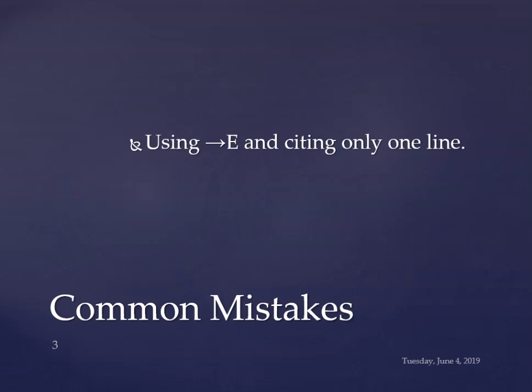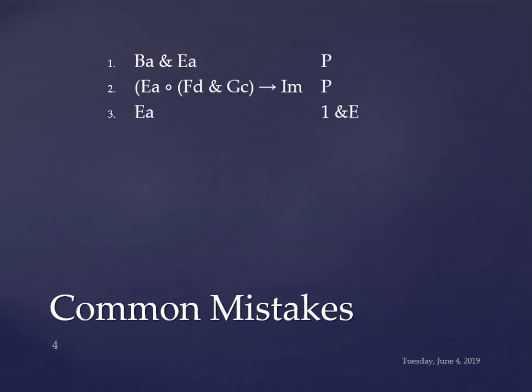Using conditional elimination and only citing one line. So you might have a problem that looks like that. There you have your two premises, and for whatever reason you might think, oh, I really want that antecedent. So I'm just going to pull it out of there, write it on line 4, and just say arrow elimination. Okay, but that's a mistake. That's just totally illogical.